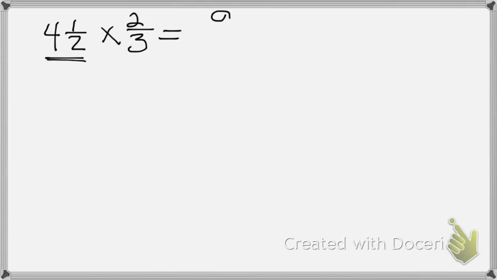The first one was 4 1/2 times 2 over 3. Again, this part of the video is going to be about how to cross cancel. We have a mixed number here, so we have to convert that. 2 times 4 is 8, plus 1 is 9. It's 9 over 2 times 2 over 3.